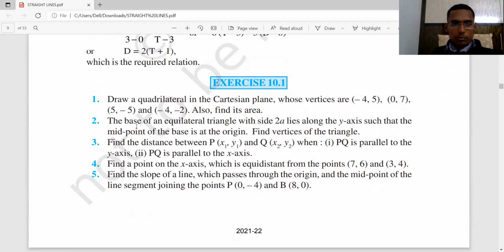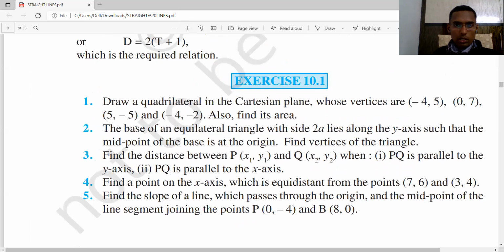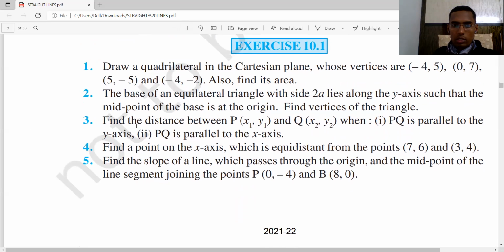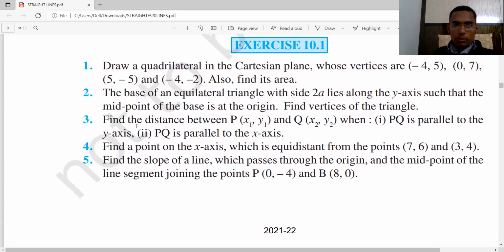Sir, my doubt is the second sum. Okay, this is the second sum, right? The base of an equilateral triangle with side 2a lies along the y-axis such that the midpoint of the base is at the origin. Find the vertices of the triangle. That is the question, right? Yes, sir. Okay, all right.